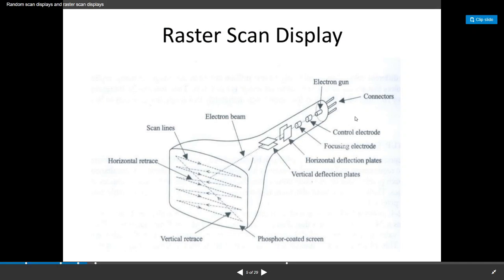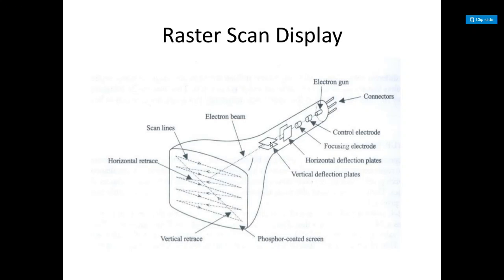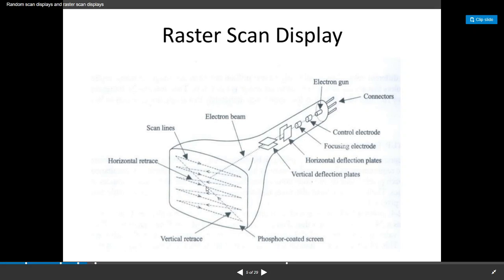See, this is the raster scan display and how it happens. Electron gun connectors are there, along with a control electrode, a focusing electrode, horizontal deflection plates and vertical deflection plates. This is the electron beam that comes from the electron gun. Because of the horizontal and vertical deflection plates, the electron beam moves so that it hits the phosphor coated screen as required. This is the phosphor coated screen, and the beam moves according to these deflection plates.